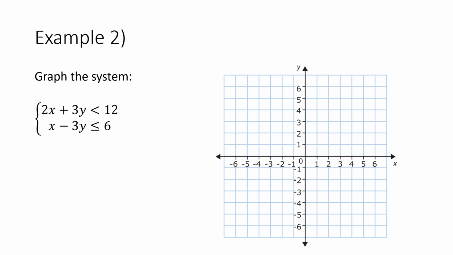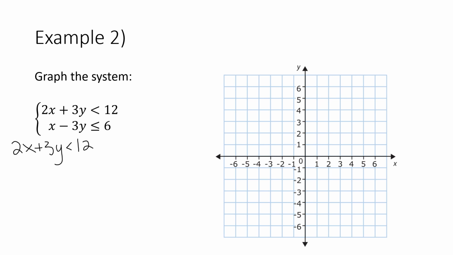Let's try another example. This one's a little bit tougher because we do not have lines that are already in slope-intercept form. We're actually going to have to solve for y. So let's take a look at that first one. We've got 2x plus 3y is less than 12.